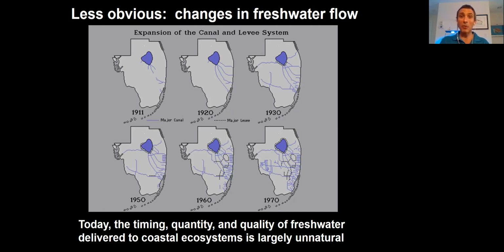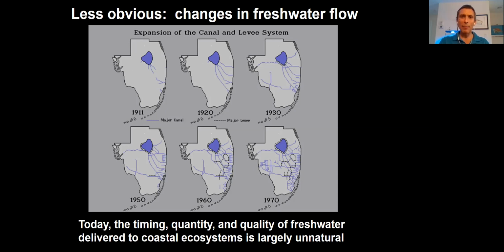This is going to be something that we discuss in our next lecture. But for today, I just want to point out that this network of canals that over the last century has basically overtaken most of South Florida, that canal network leads to some issues with water delivery. Water is entering our estuaries at the wrong time of year, the wrong quantity, and the wrong quality. And all three of those factors have impacts on coastal ecosystems.